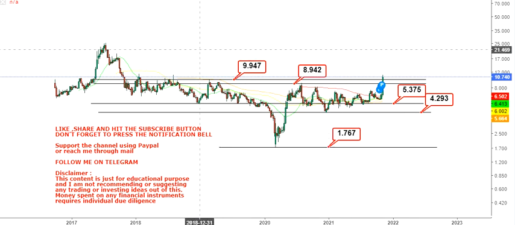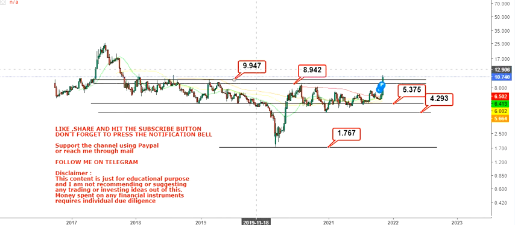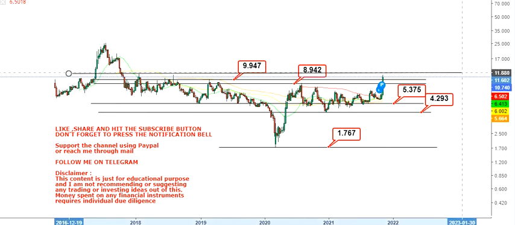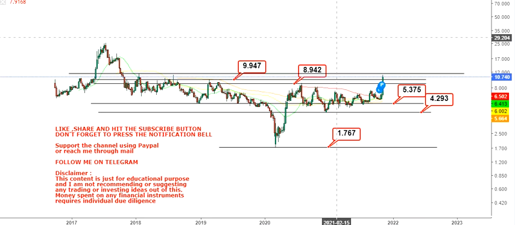Now all these levels are important, but as I told you, the first priority is these two levels, 9.9 and 8.9, and below which 5.3 and 4.2. But it would be better if you don't go below 8.9 in any adverse scenario. So consider 8.9 as your stop loss. Don't go below that. The rest are other levels to look at.